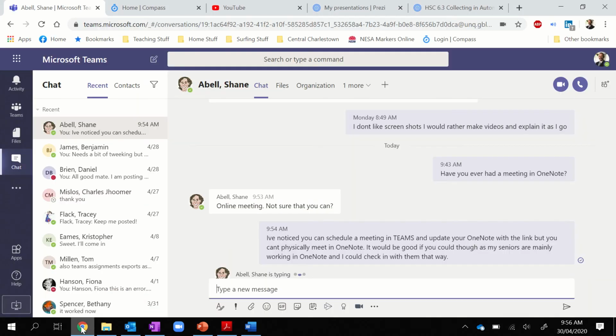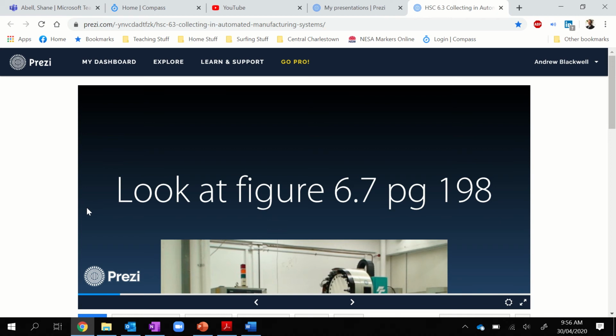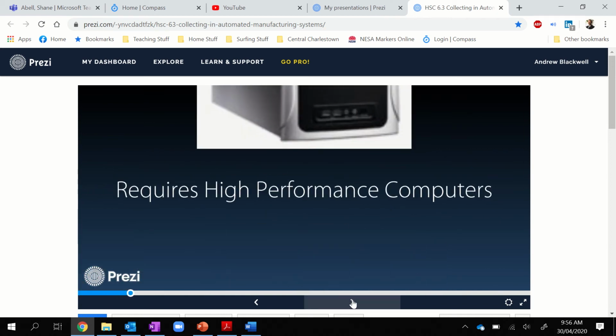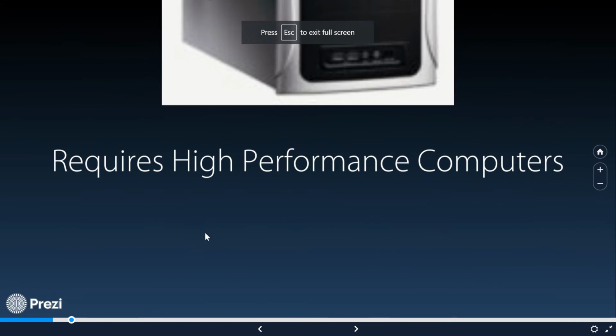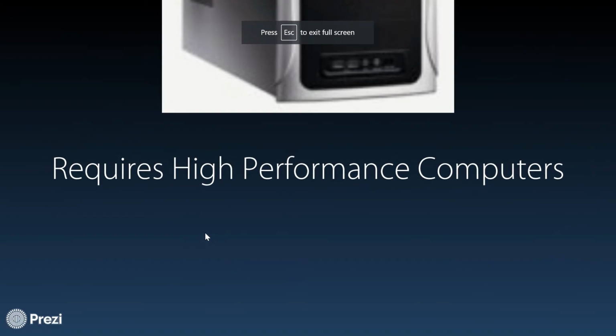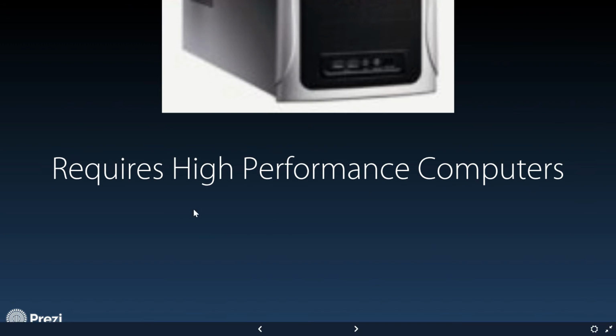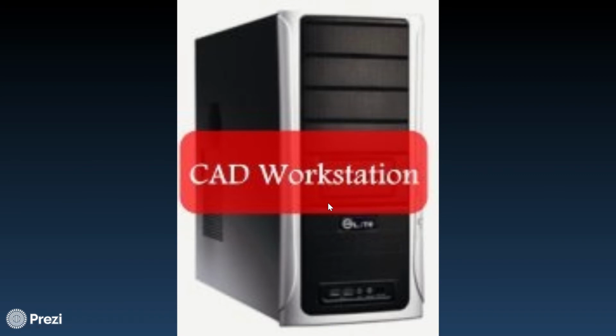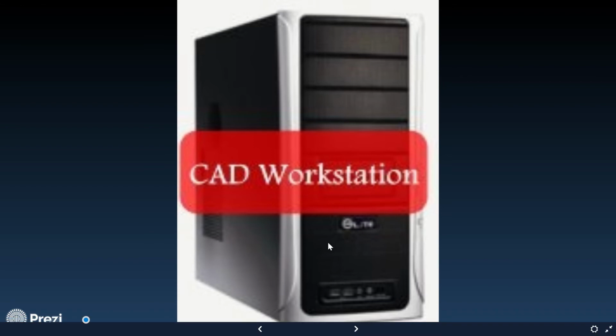So if I go back to my Prezi, you can see that I've asked you to look at that figure. But then we move on to seeing that an automated manufacturing system, which we just looked at before, requires high performance computers. I just had a picture of a CAD workstation, compared to a drafting workstation, which would have a high amount of processing, especially if you were to develop something that was, say, a 3D model, and then you wanted to render it to see what it actually looked like. It would require a lot of processing and also storage as well.